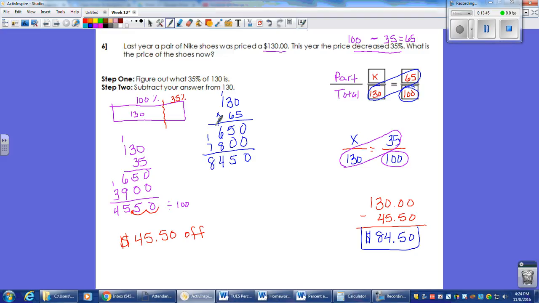8,450. I need to divide this by 100 by moving the decimal point over 2 times, and I would get $84.50, which is the exact same. 2 different ways to solve it. You can choose whichever way you think is the best, and that is it.